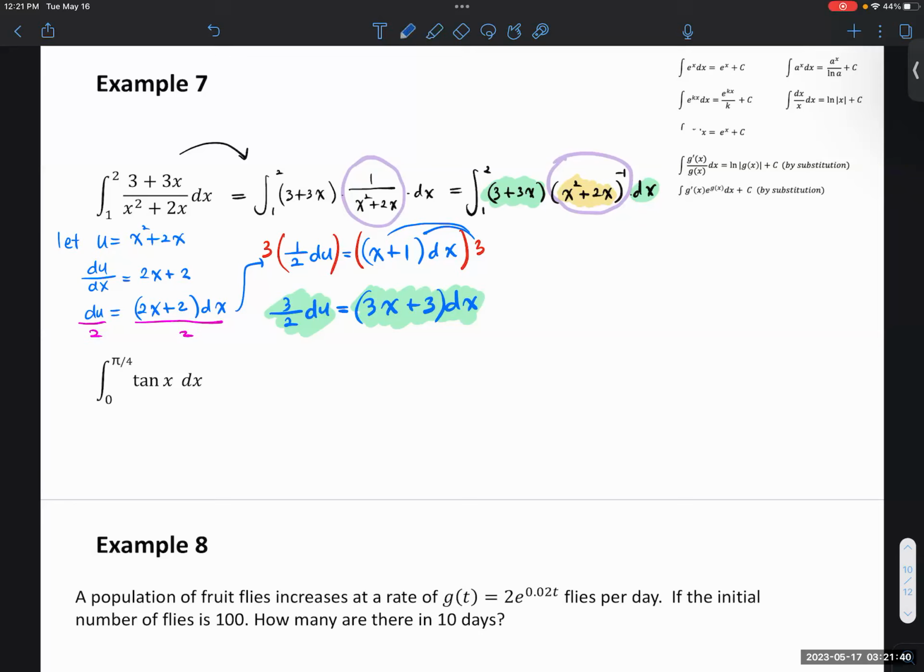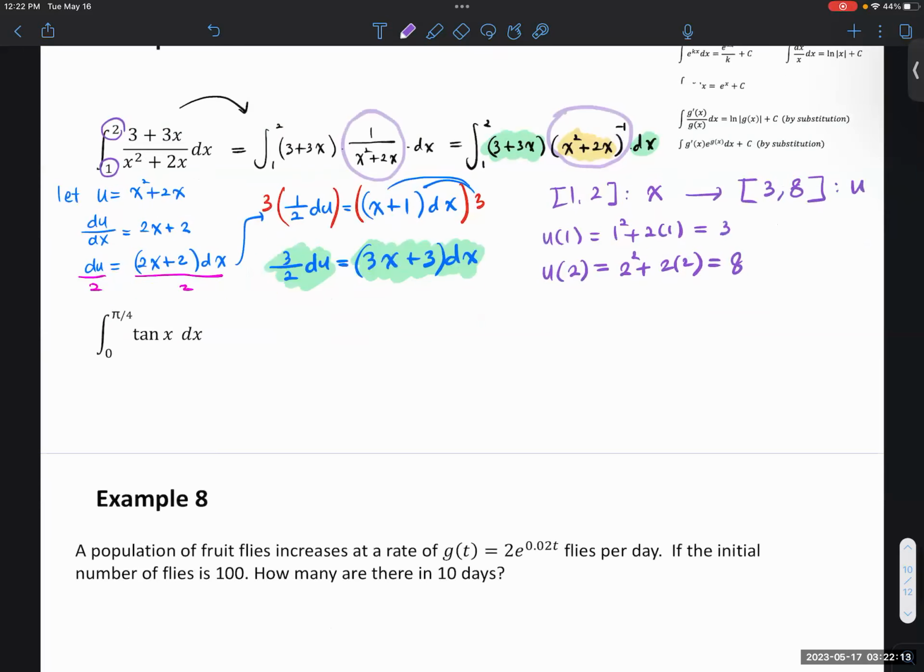And now let's talk about the interval. We have a 1 and 2. This is in terms of the x variable. I want to convert it to the u variable interval. So when x equals 1, 1 to the second, 2 times 1, it becomes 3. So 1 becomes 3. And then when x equals 2, right? 2 to the second, 2 times 2, 4 plus 4 is 8. Oh, this is a nice order, 3 to 8. So we don't need to change anything.